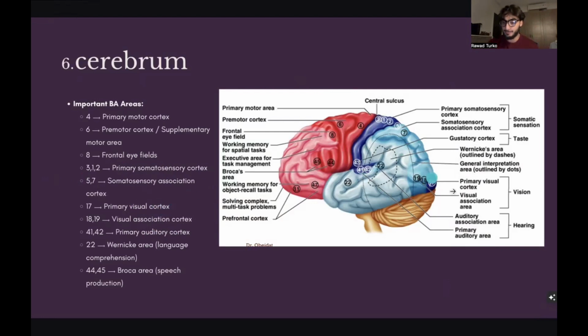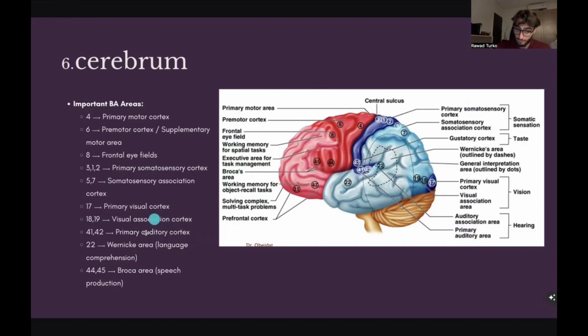Primary visual cortex is here in the occipital lobe. So this is Brodmann area 17. And again, a lesion there would lead to probably blindness, or at least weakness in sight. 18 and 19 is visual association cortex. So this is similar to the somatosensory association cortex, knowing exactly what you're looking at specifically. 41 and 42 is primary auditory cortex. So you would have either deafness or loss of hearing or weak hearing.